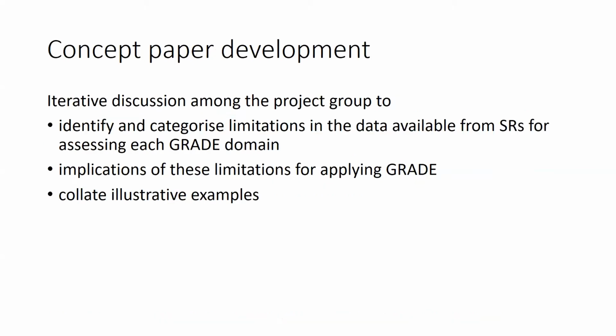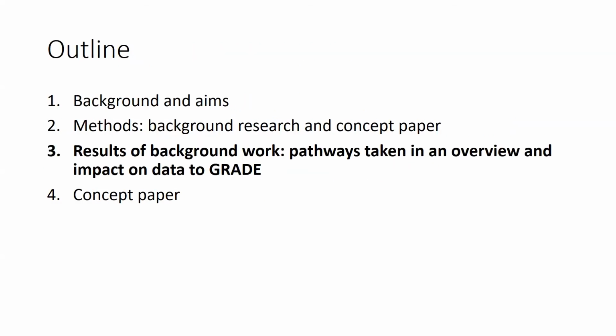For the concept paper development, we've followed a standard grade process, which involves bringing together members of the working group. We've had iterative discussion among the project group members to identify and categorise limitations in the data available to grade from systematic reviews. We've considered the implications of these limitations for applying grade, and we're collating illustrative examples. So I want to just briefly go through the results of the background work, thinking about the pathways taken in an overview and the impact on data to grade.